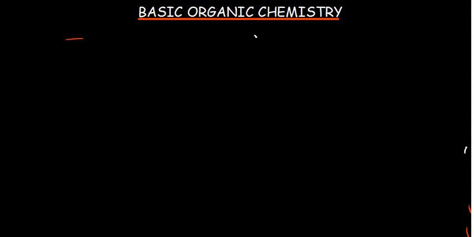Okay, let's get more. I'll start by looking at the sp3 hybridization. But before we understand what sp3 hybridization is all about, we basically need to understand the electron configuration of our carbon atom. So how do you come up with the electron configuration of carbon?